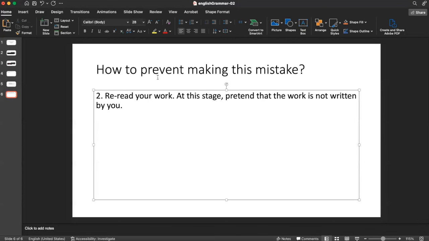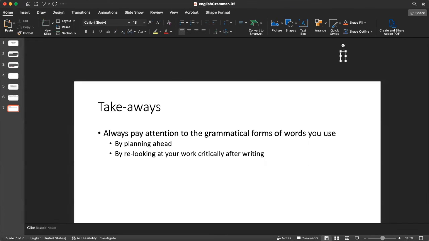Okay, so that's all for today. To conclude, always pay attention to the grammatical forms of the words you use. You can do this by planning ahead, making a decision about what form to use before putting pen to paper, and by re-looking at your own work critically after writing. Okay, the tougher you are on yourself at this stage, the more likely you are to score well for the language component of the summary question at the end of the day.